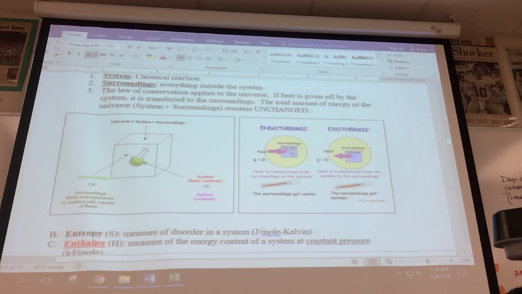When the system gains heat from the surroundings, it's an endothermic reaction. The surroundings will get cooler, and that's typically what you feel. For example, when you perspire or sweat, you're trying to cool the body, endothermic. Exothermic would be heat lost by the system and gained by the surroundings, and if you touch the flask, you would feel the heat being released, and so the surroundings get warmer in this case.